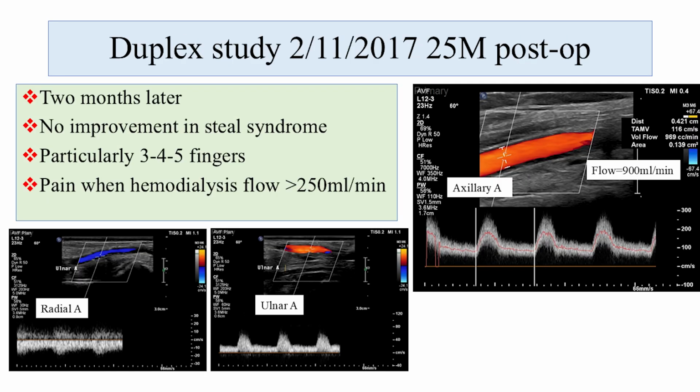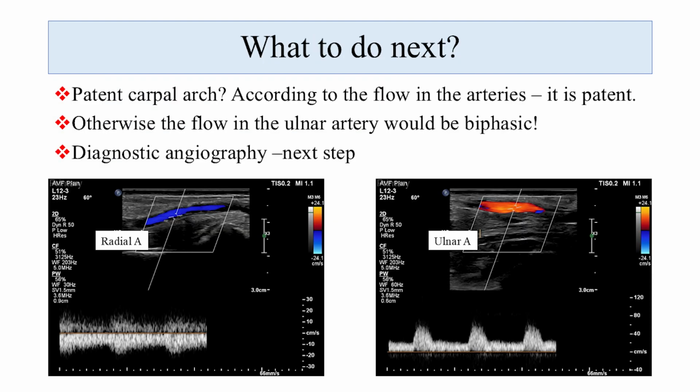Two months later, there is no improvement in steal syndrome, with pain when the hemodialysis flow reaches 250 ml per minute. The next step is to prove the carpal arch patency. The ulnar artery has good flow and doesn't show any clinical finding of carpal arch occlusion.